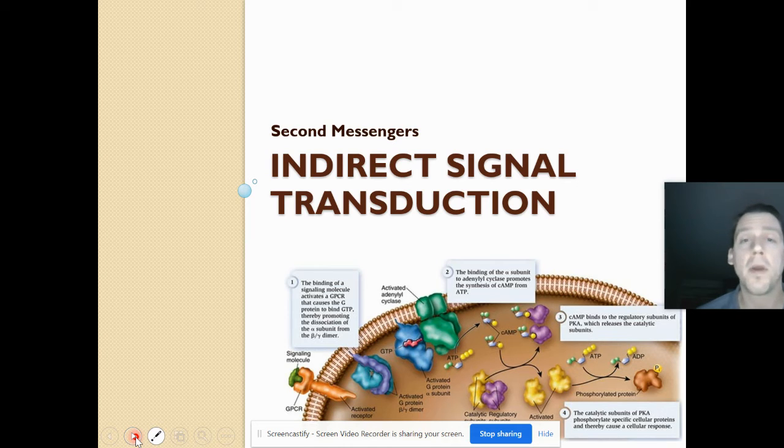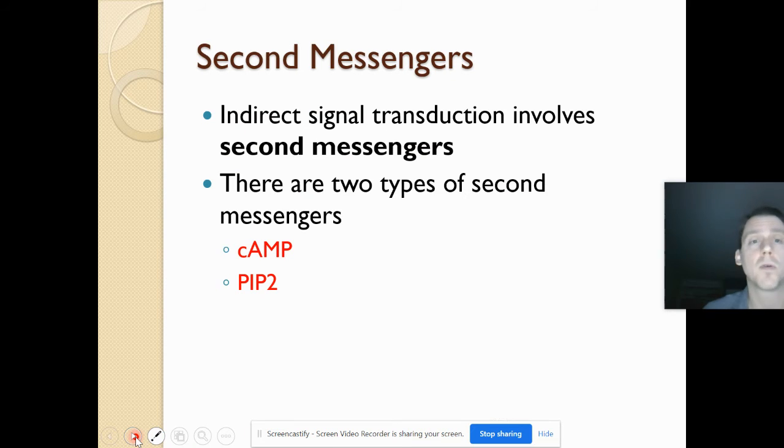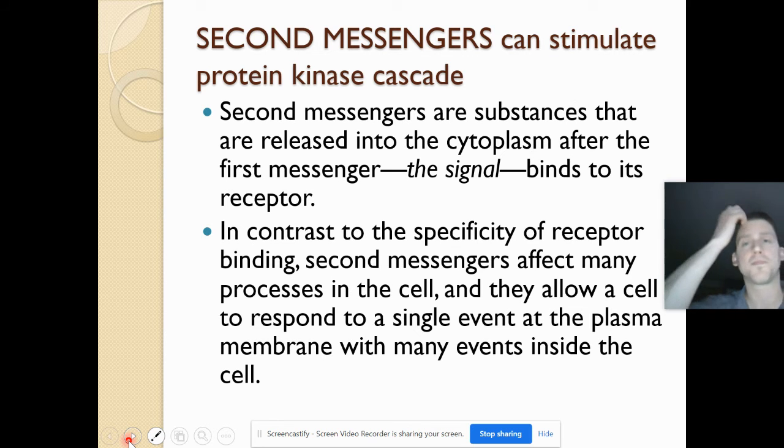Okay, now indirect signal transduction. So direct involves proteins, indirect is going to involve other chemicals that are not proteins. There are two types of second messengers. We're only this year going to talk about cAMP. We are not, sadly, going to talk about PIP2. Both of these things are second messengers, and that is what indirect signal transduction involves. It involves something called a second messenger.